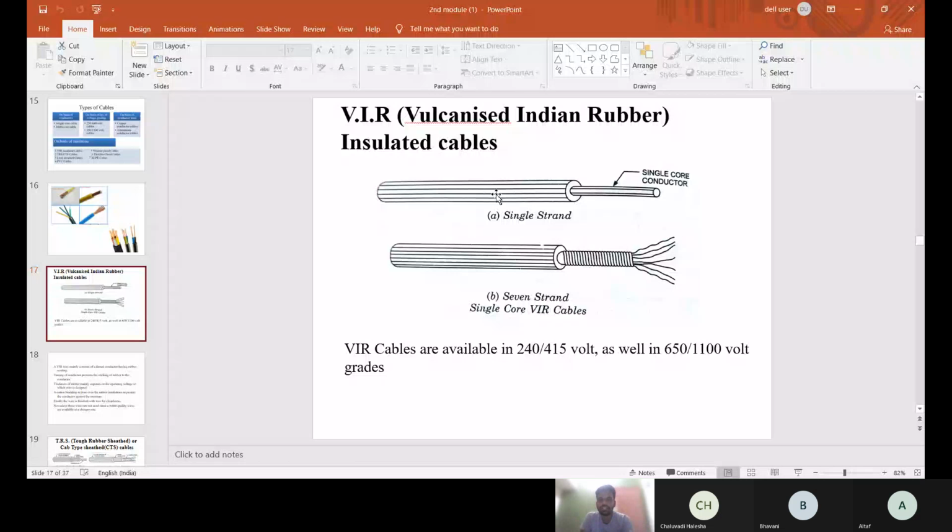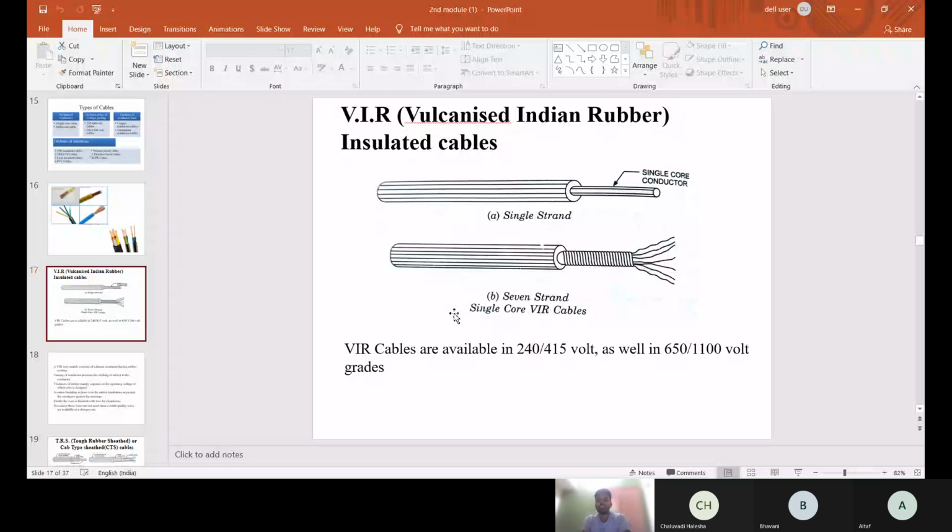This is a single strand because the core is single, and here they use rubber as an insulator for the single core cable. And here it is a 7-stranded, 1, 2, 3, 4, 5, 6, 7, 7-stranded single core VIR cable. These are made as a single core, and again rubber is used here.